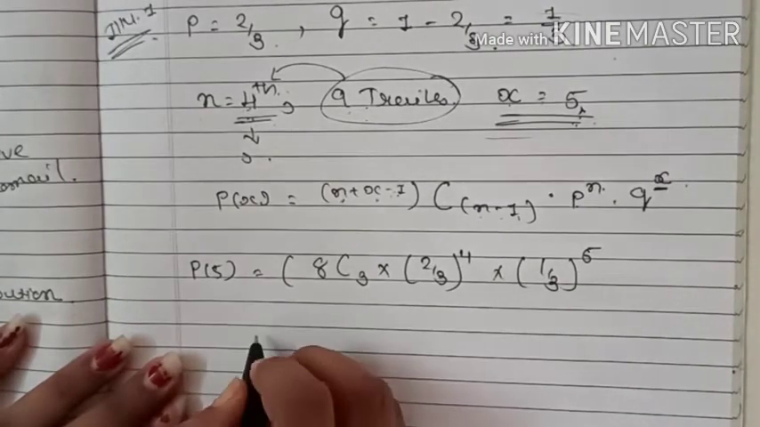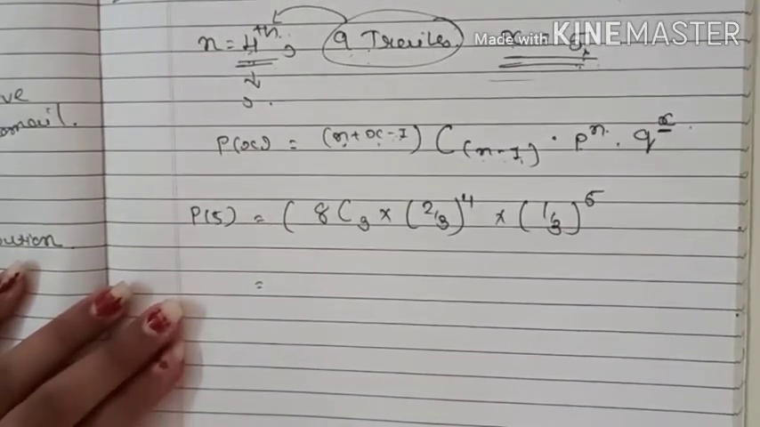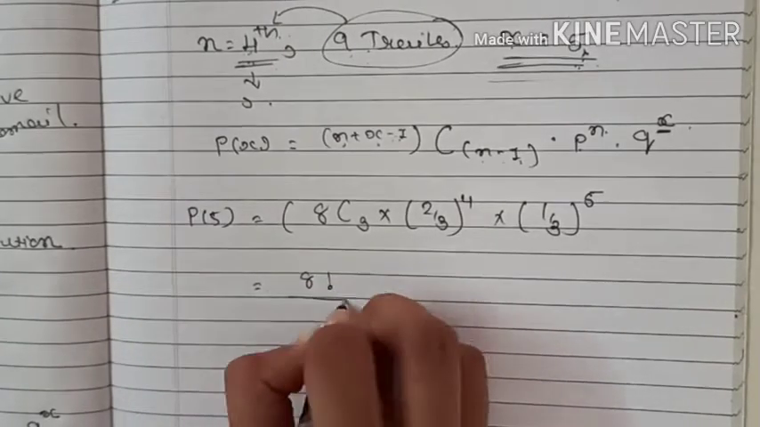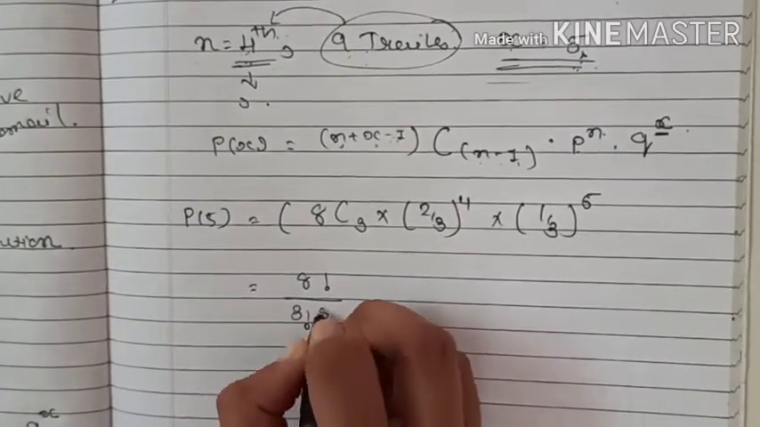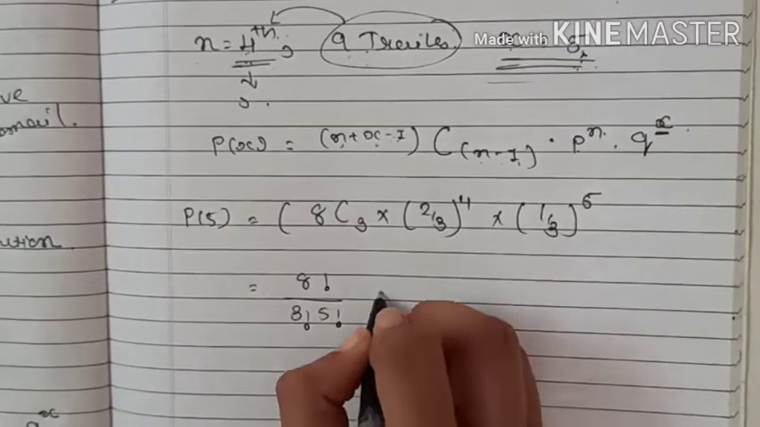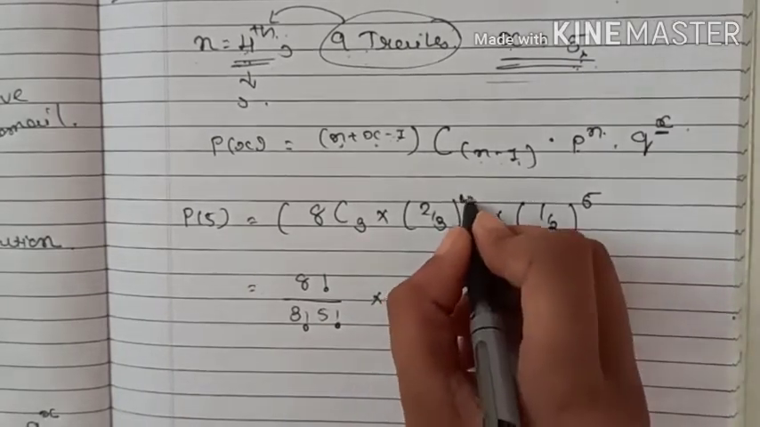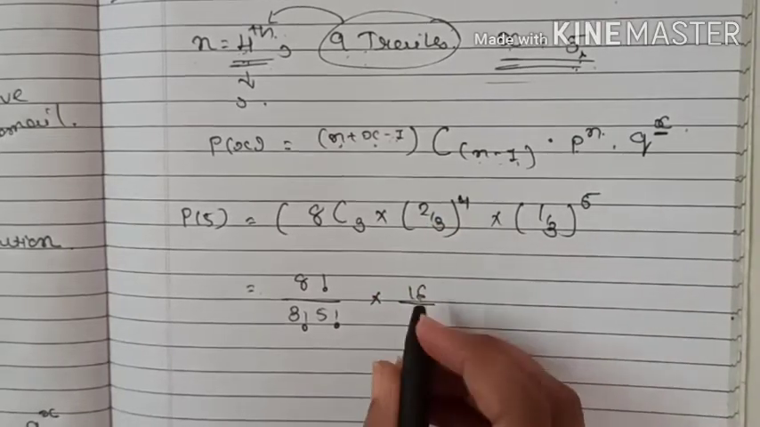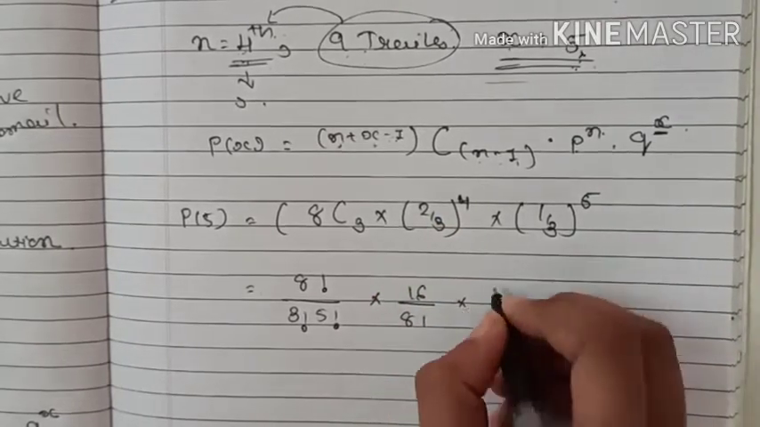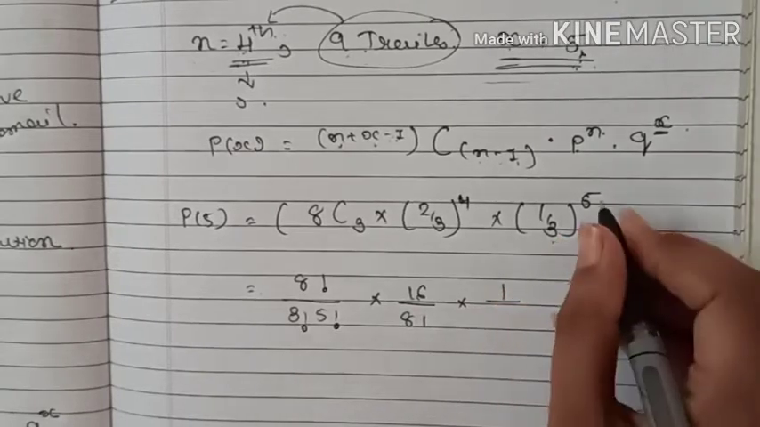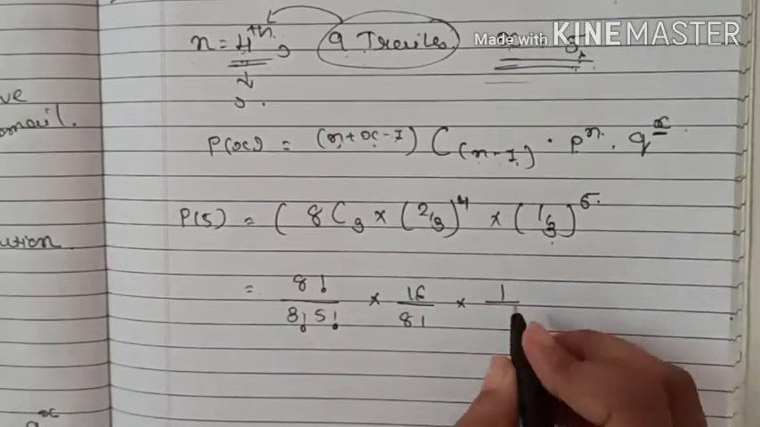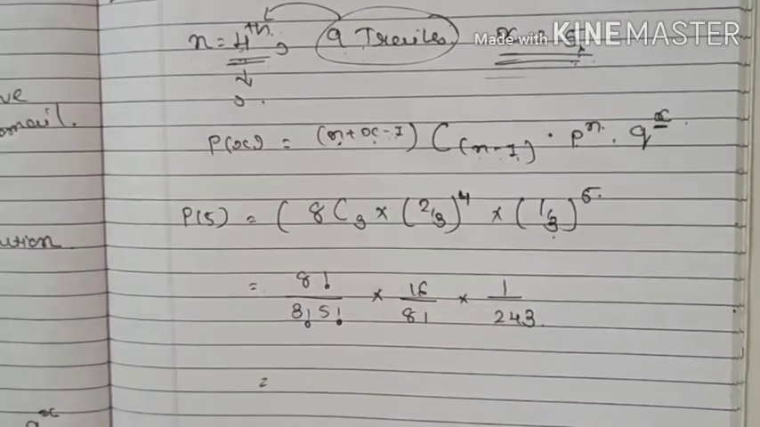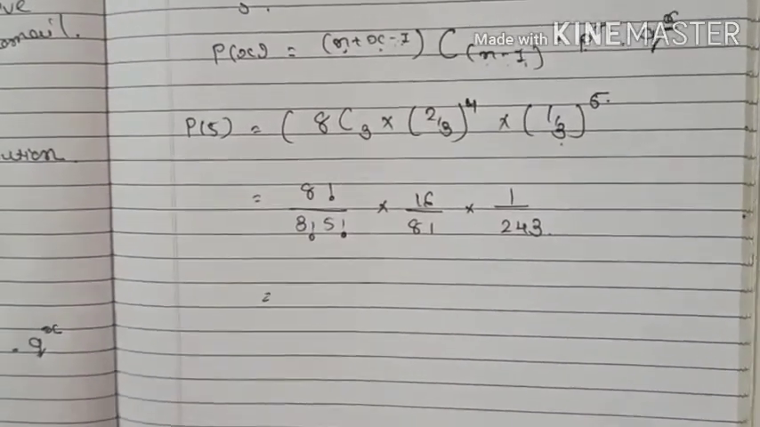Right? Now we are solving this equation. 8 factorial upon 3 factorial upon 5 factorial into 2 raised to 4. So 16/81 into 1 upon 3 raised to 5. So 3 raised to 5 we get 243. Let's solve with the help of the calculator.